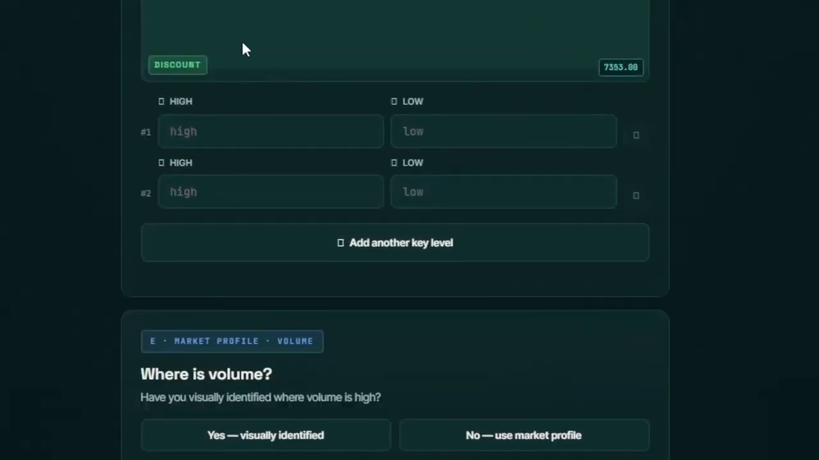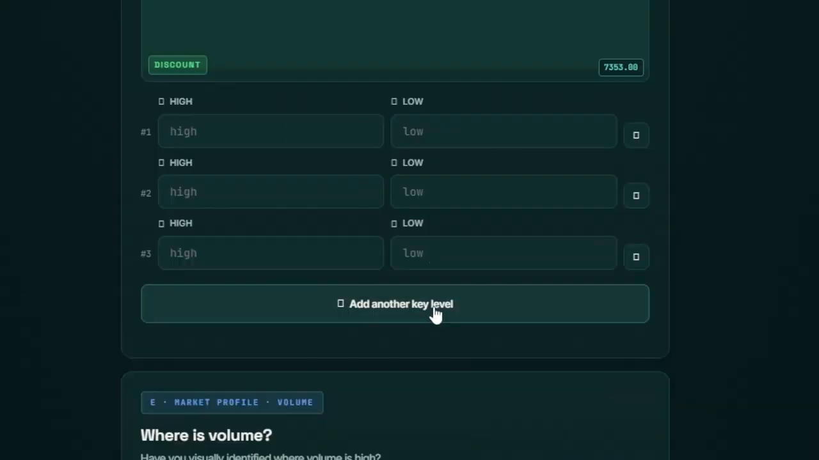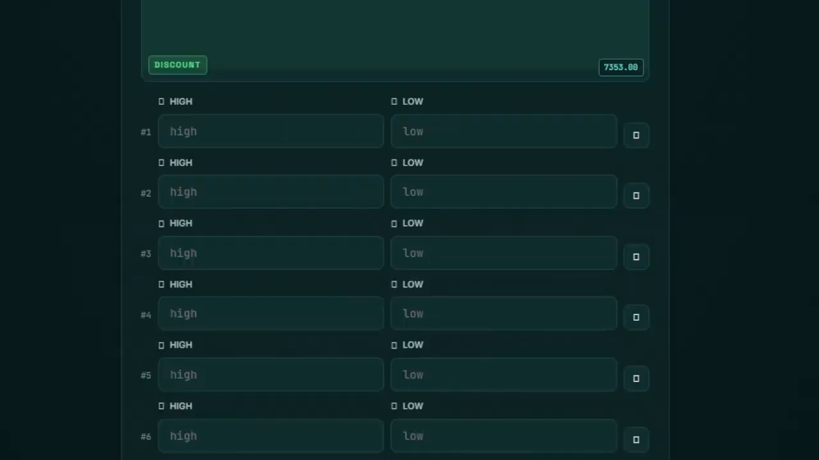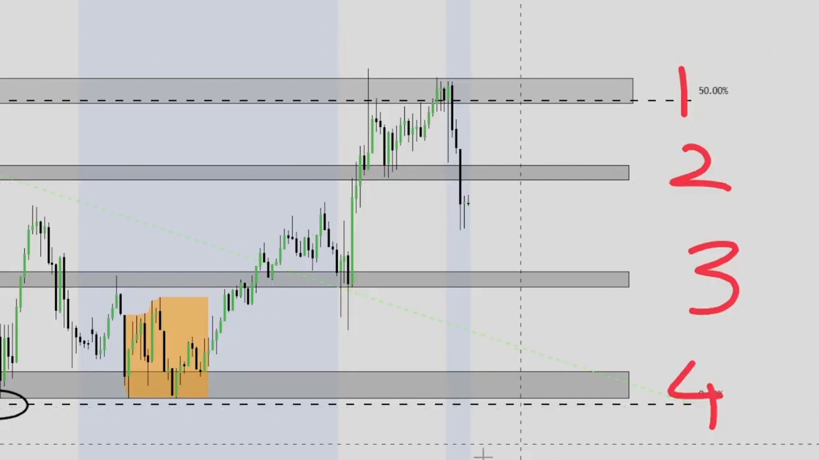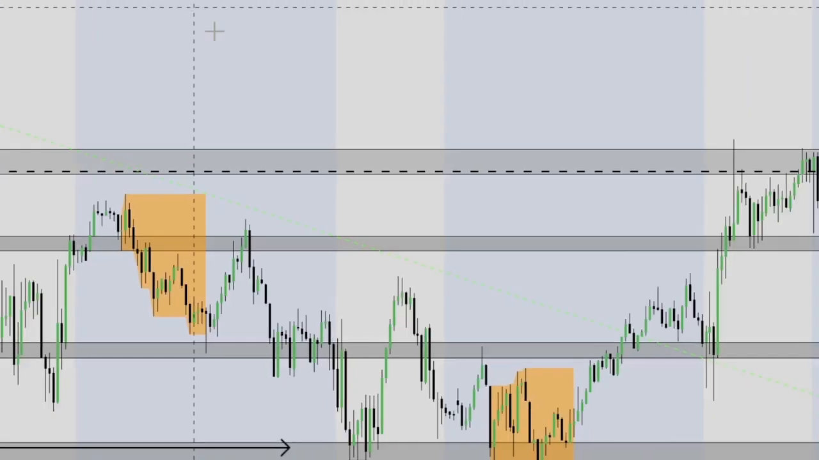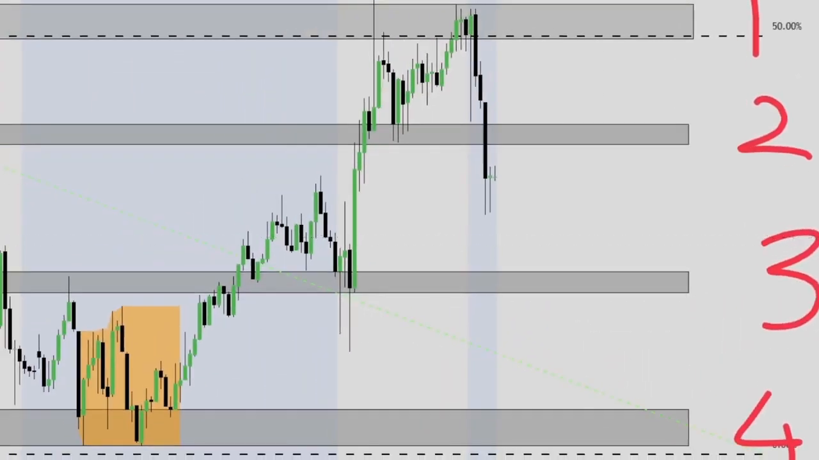So let's break this down. You can add as many key levels as you want. There's no limit. If you wanted to, you could add all 4 levels, or 5, 6, 7. There's a lot of levels you can add. However, this is where the app forces you to get clear on what you're doing. So let's say tomorrow, ES futures, we open up at 74.10.